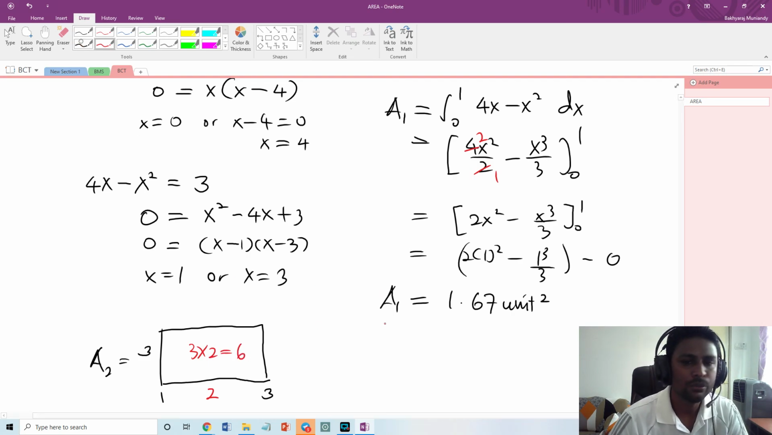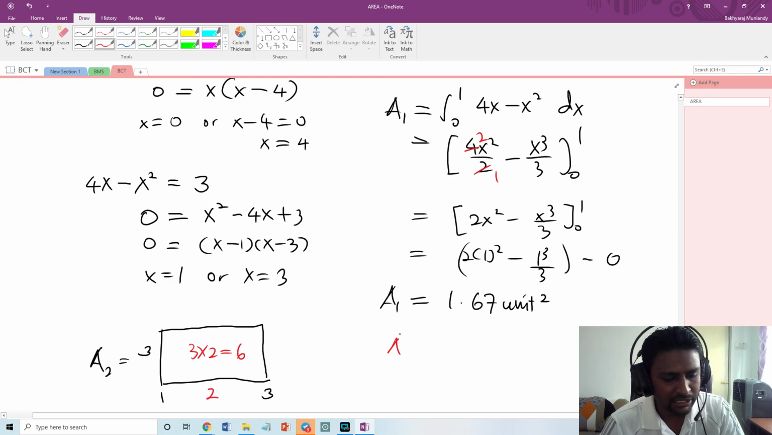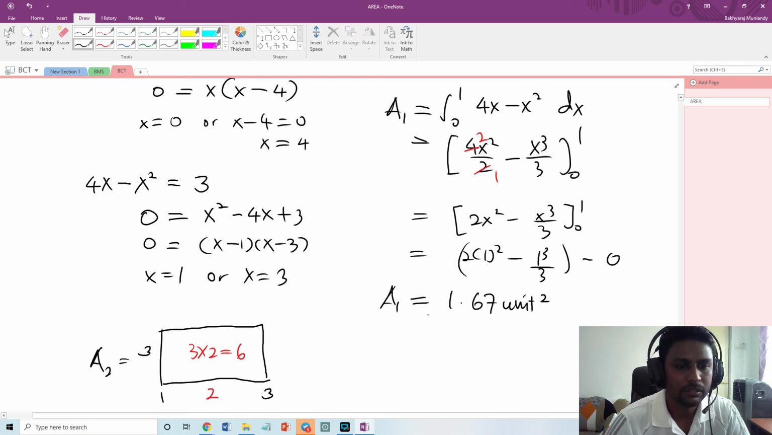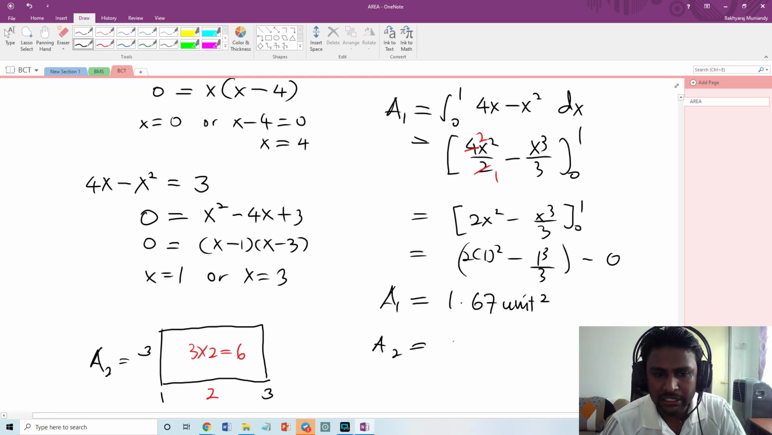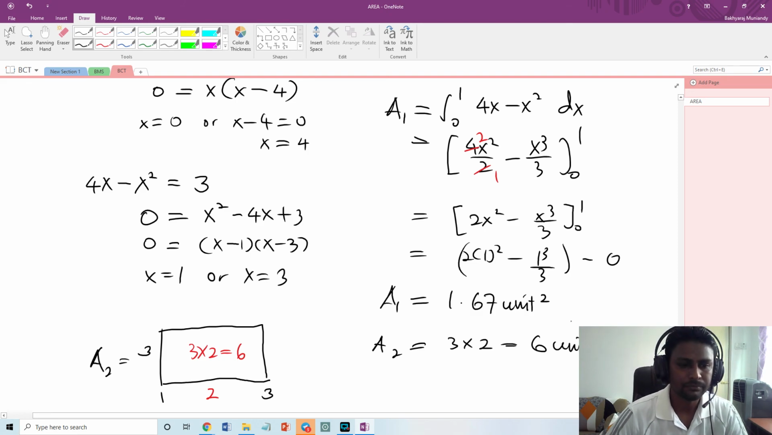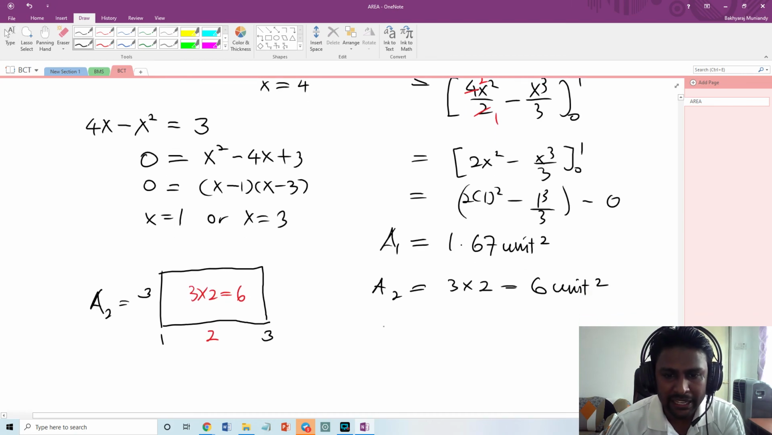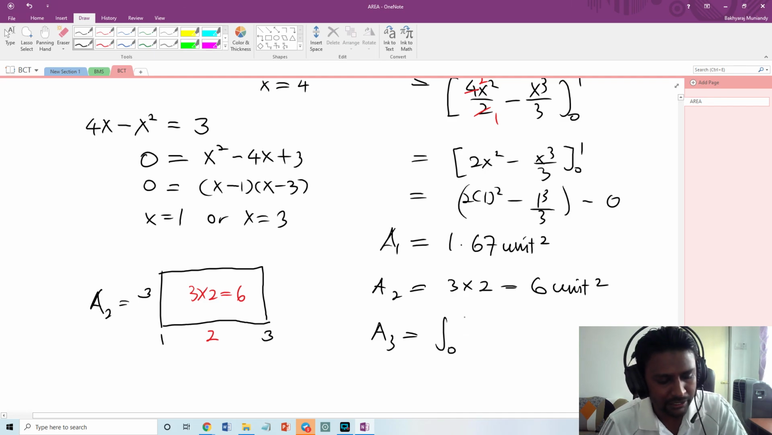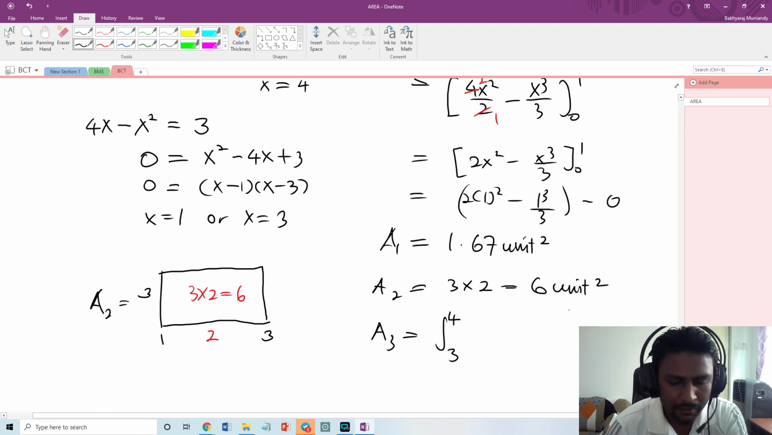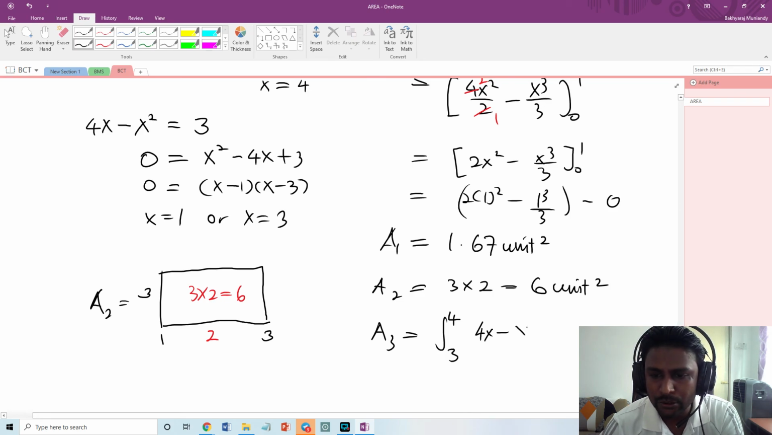So area 2 is actually 3 times 2, you get 6 unit square. And we go for the last answer. So last answer, we go for the area 3. What is area 3? Okay, not 0, I mean sorry, C, right? So this one BC is just now 3 to 4, right? So the integral from 3 to 4 of 4x minus x square dx.